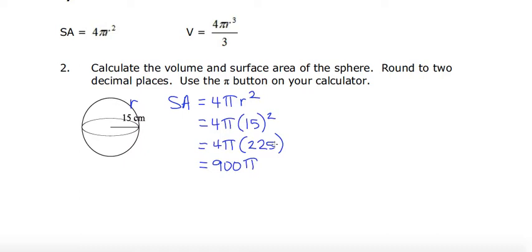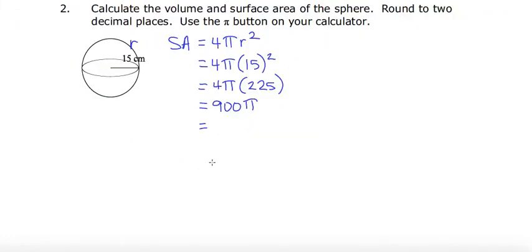Now I can use my pi button on my calculator. I'm going to multiply it by my pi button, which will give me the value of pi to as many decimal places as will fit on your calculator screen. And then when I multiply that together, it gives me a surface area of 2,827, and I want it rounded to 2 decimal places, so .43. My units in this case are centimeters squared. So that's just another way of calculating the surface area using the pi button. You'll notice that I've kept the pi in there to the very last step.